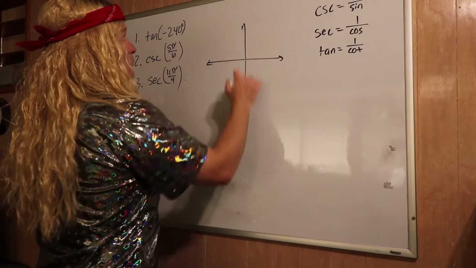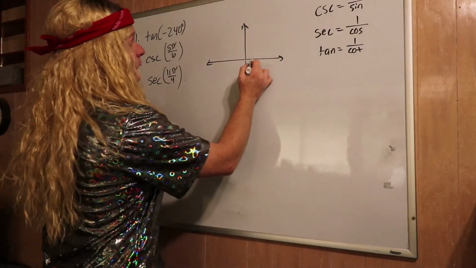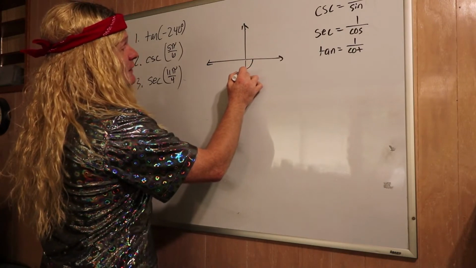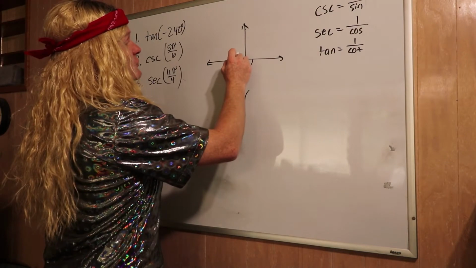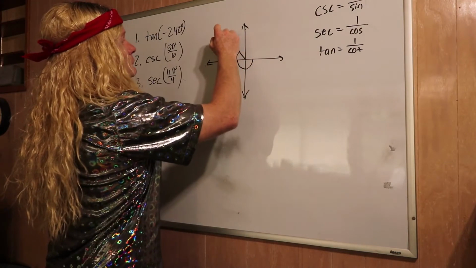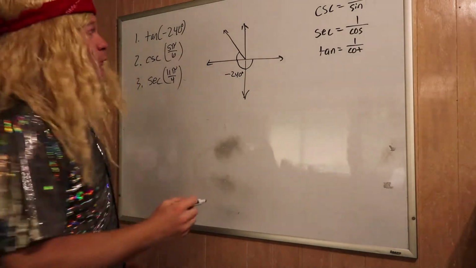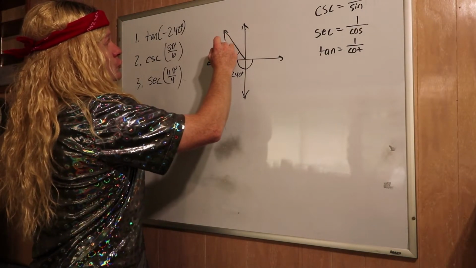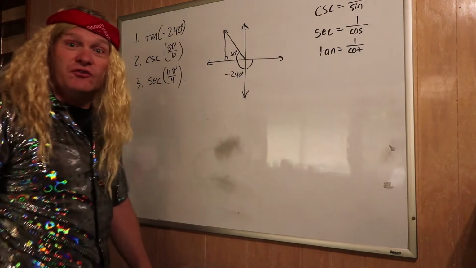If you have your unit circle, you probably have, or you could find negative 240 on there. So this would be negative 90, negative 180, and then we got another 60 degrees to go. So that is negative 240 degrees. If I want to find the reference angle, I draw a vertical line, and our reference angle is 60 degrees.